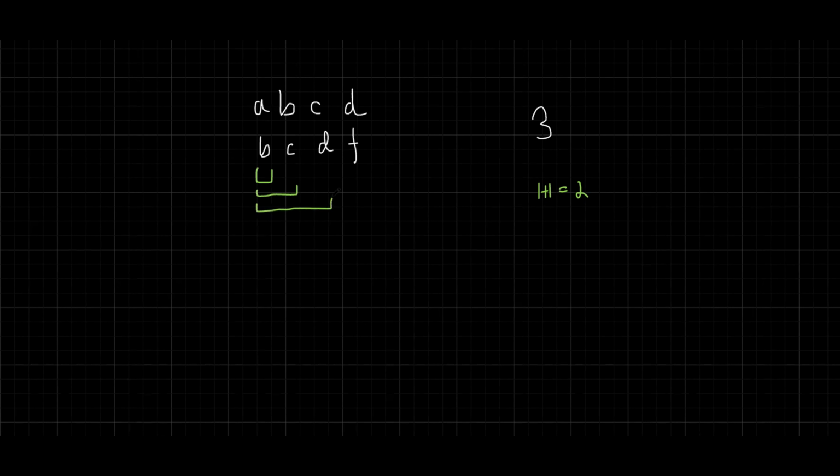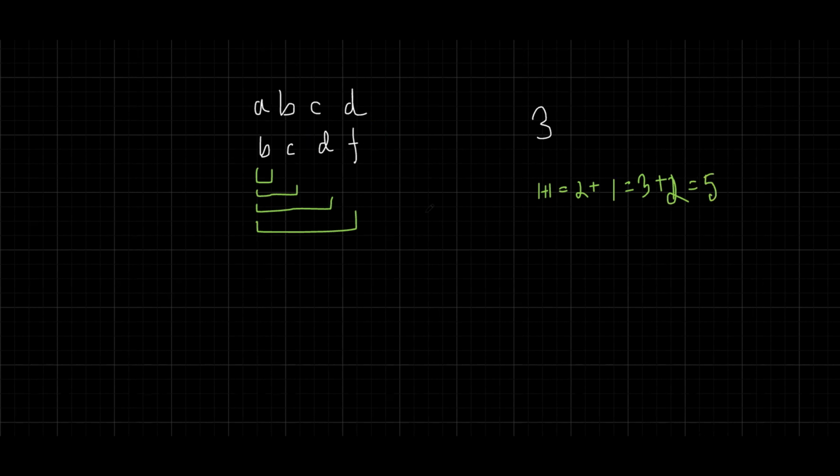Now we have to take another window. So we have to convert D to C. So the difference will be again plus 1, which will be 3. Okay. Now, let's expand the window here. Again, we have to convert F to D if we want to make these two strings equal. So here, the summation will be 3 plus 2, which is 5.